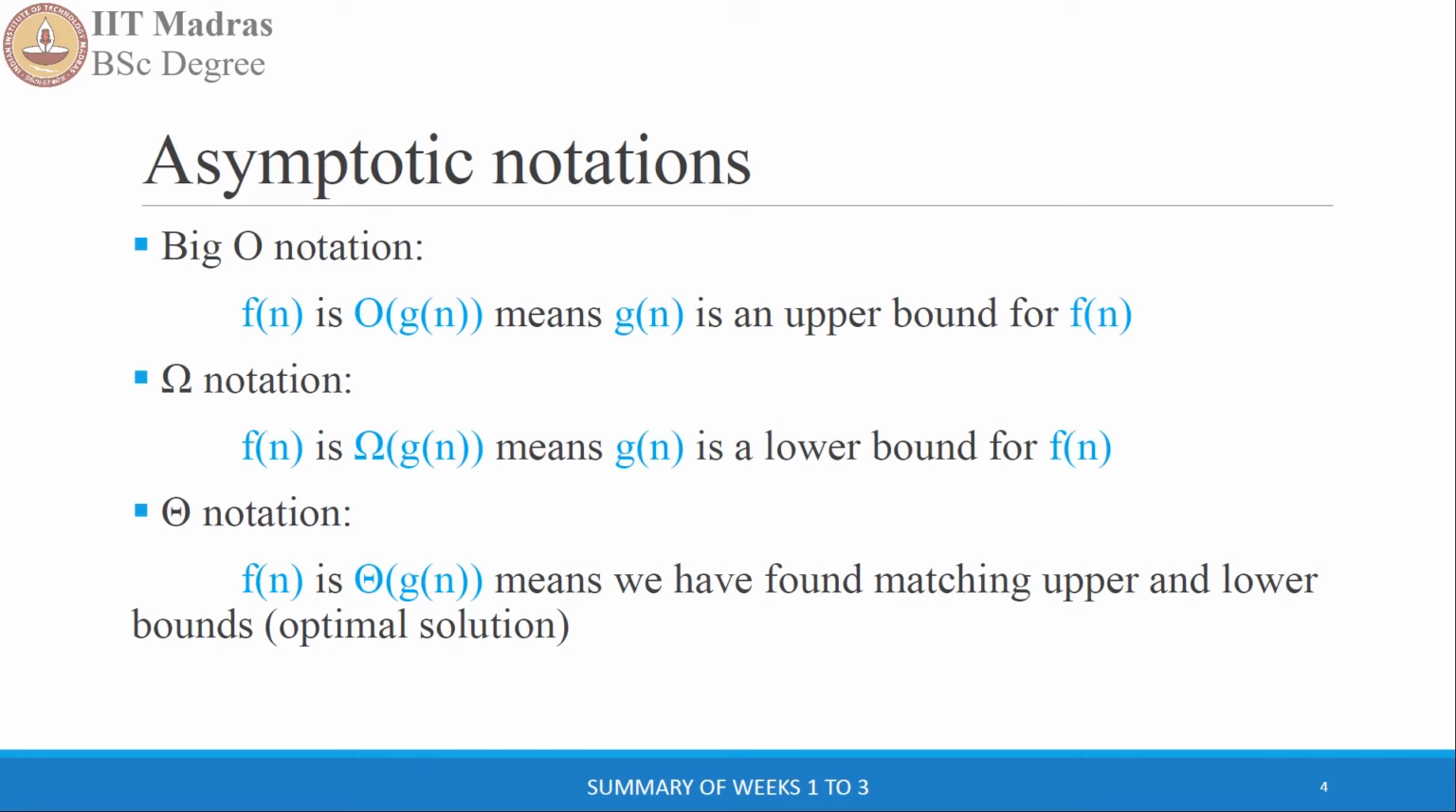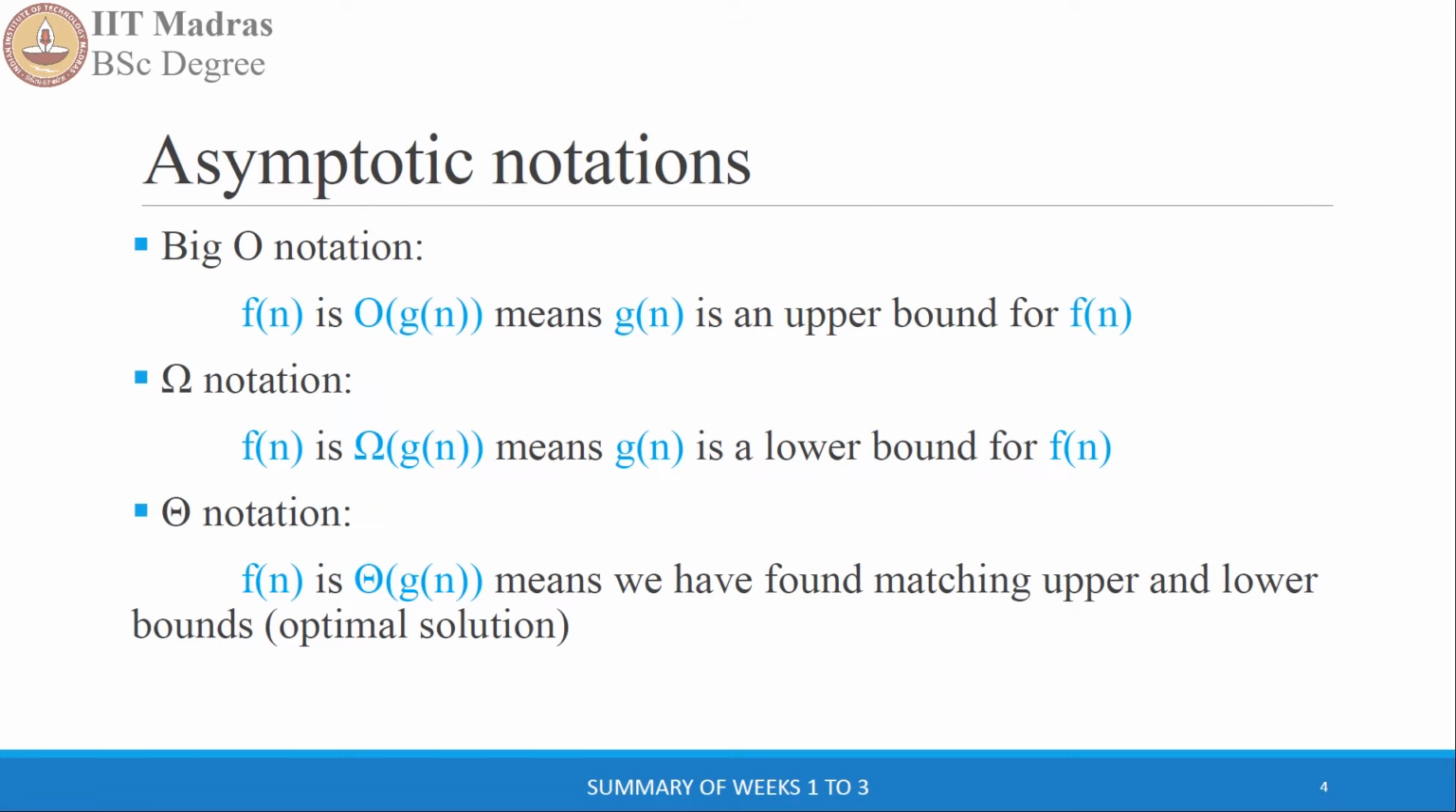There are many different notations, but majorly we will focus on these three: big O, omega and theta. Big O notation is defined as f of n is big O of g of n, which means g of n is an upper bound for f of n. This is exactly what we were discussing in the last point of the previous slide. As you see, big O provides us the upper bound. On the contrary, omega provides us the lower bound. f of n is omega of g of n means g of n is a lower bound for f of n.